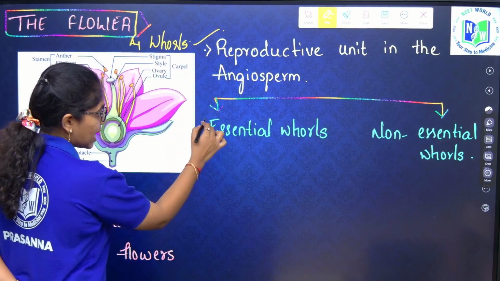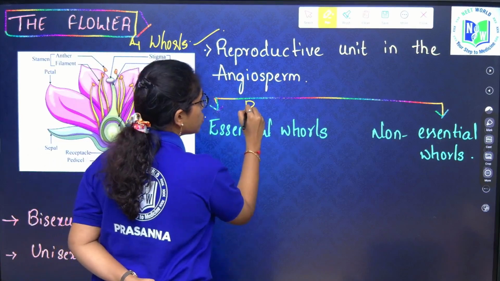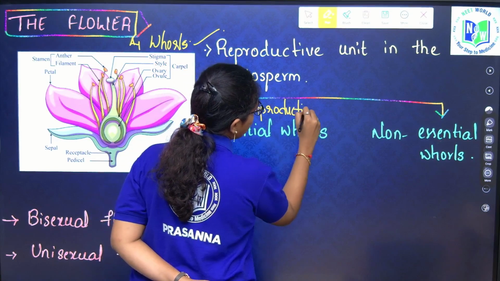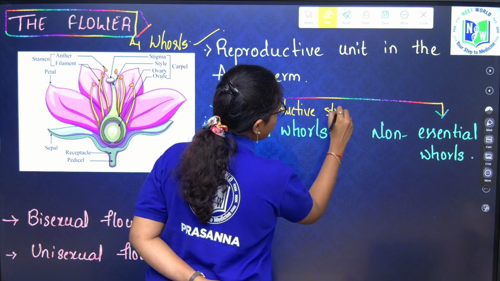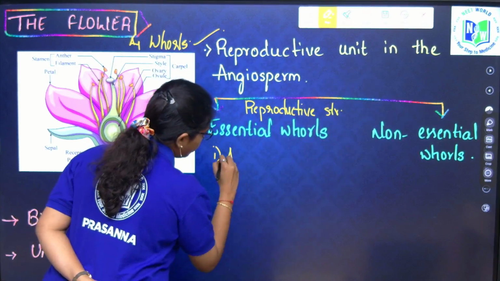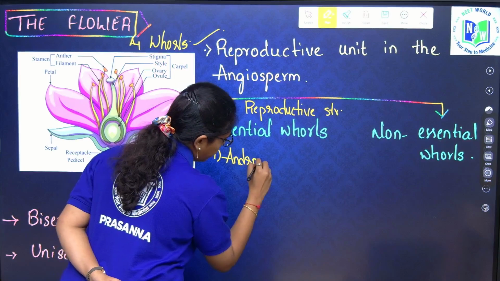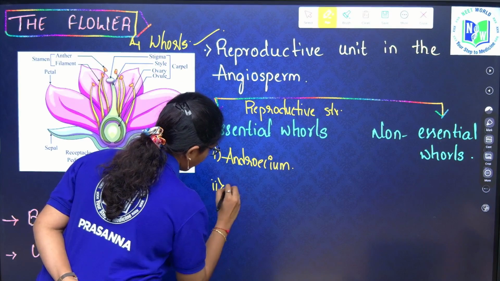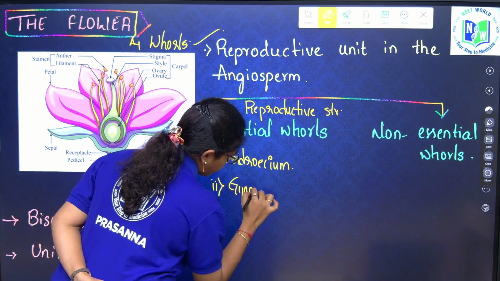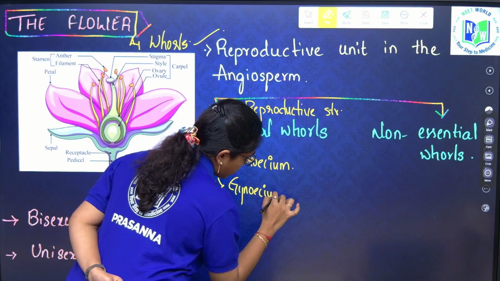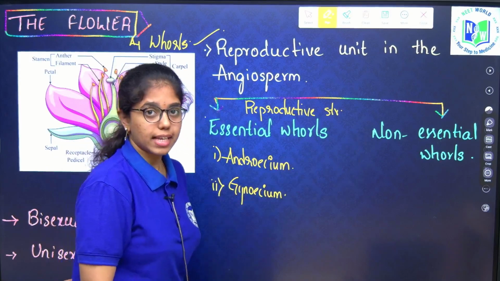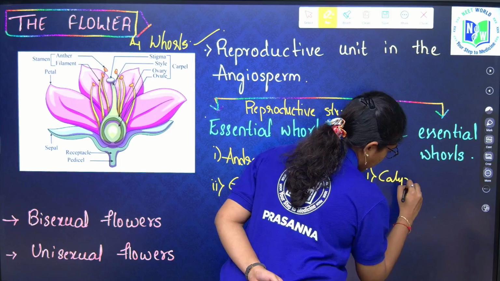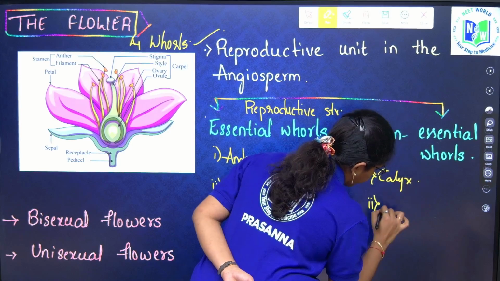2 are essential or reproductive structures, those are androecium and gynoecium. And 2 are non-essential whorls, which include calyx and corolla.